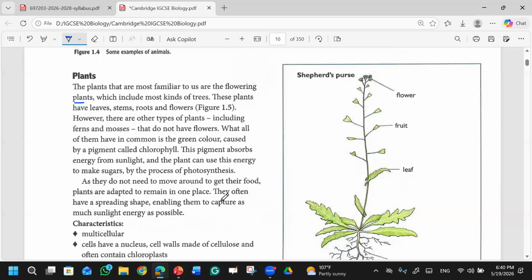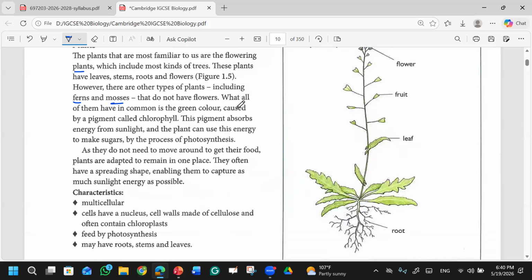If you see this shepherd's purse, it has leaves, stem, roots, and flowers, all present. These are some of the flowering plants which come to mind when we think about plants. There are some others, like ferns and mosses. Have you seen ferns and mosses? They don't look like flowers, but they are placed in the plant category.